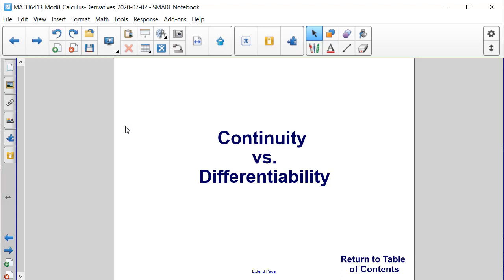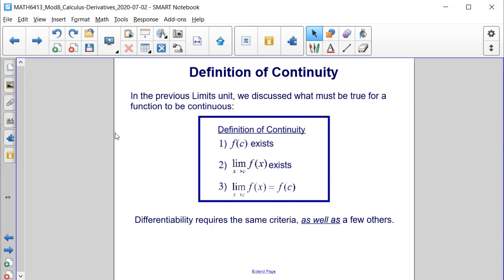Discontinuity versus differentiability. In the previous unit on limits, we discussed what must be true for a function to be continuous.